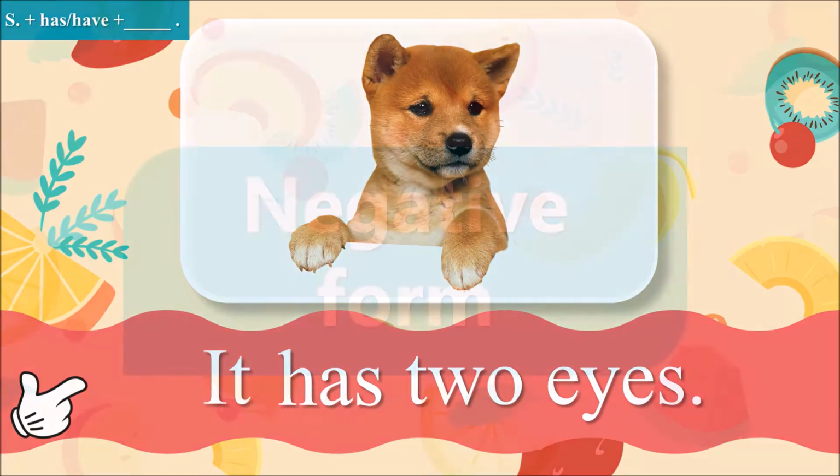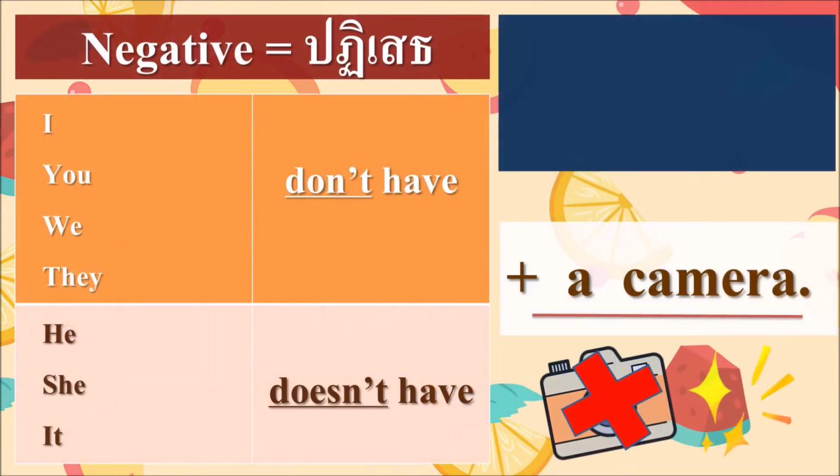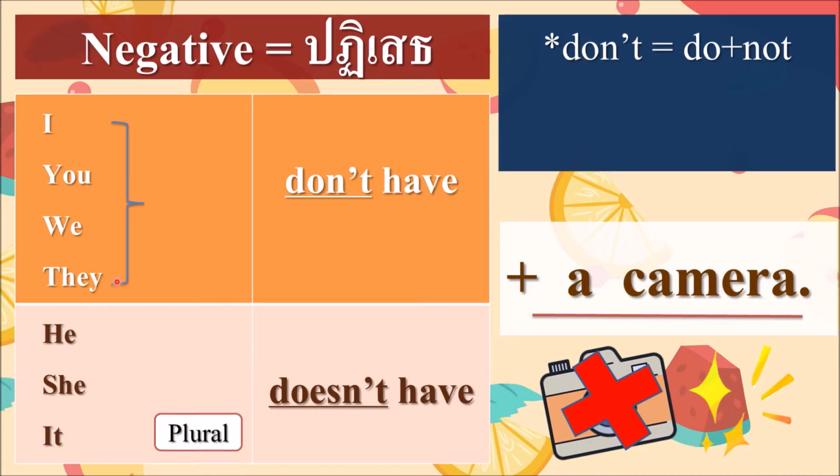Next, negative sentence. For I we use don't have. Don't is a contraction from do not. I don't have. You don't have. We don't have, and they don't have. I, you, we, they are plural, and we use don't have.